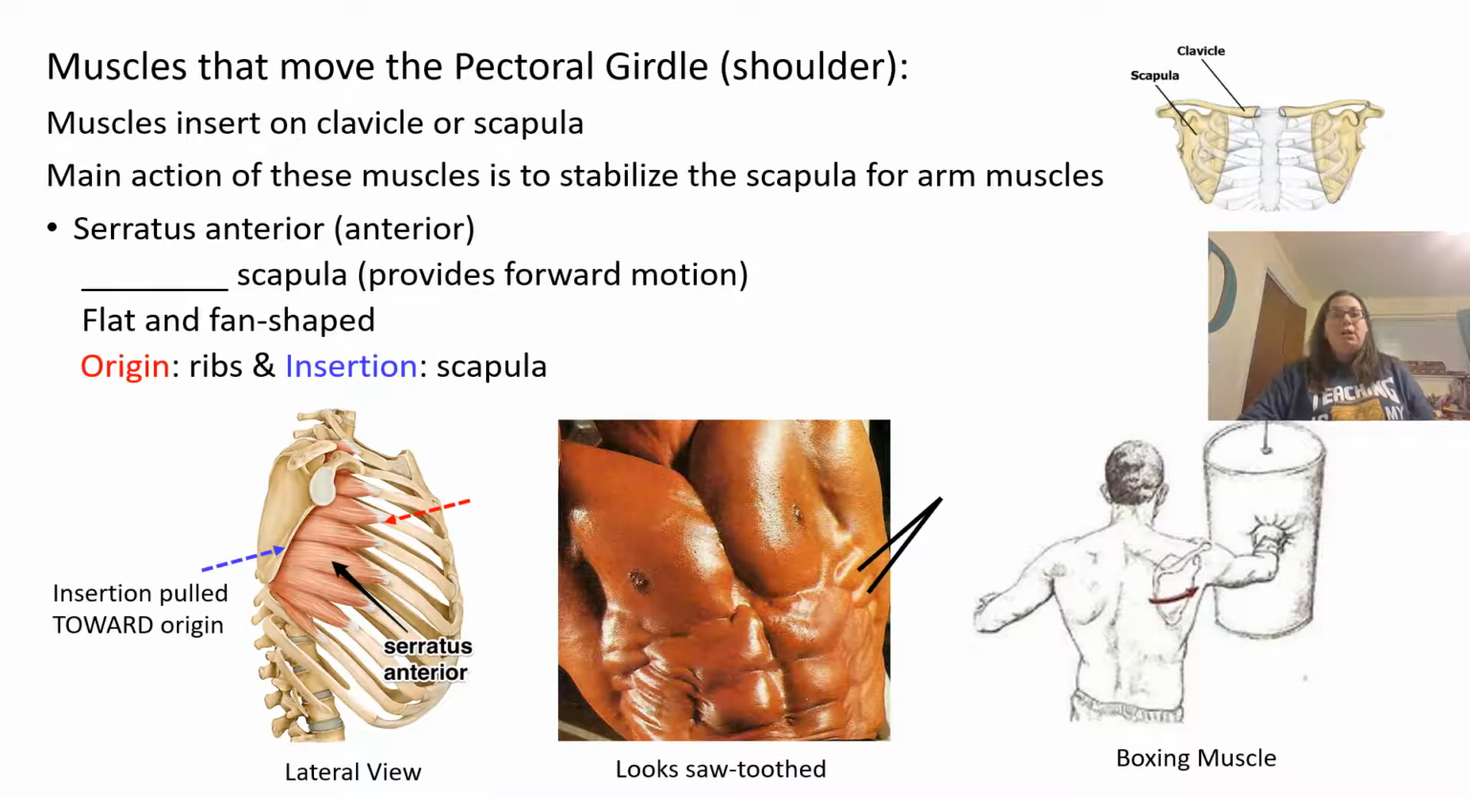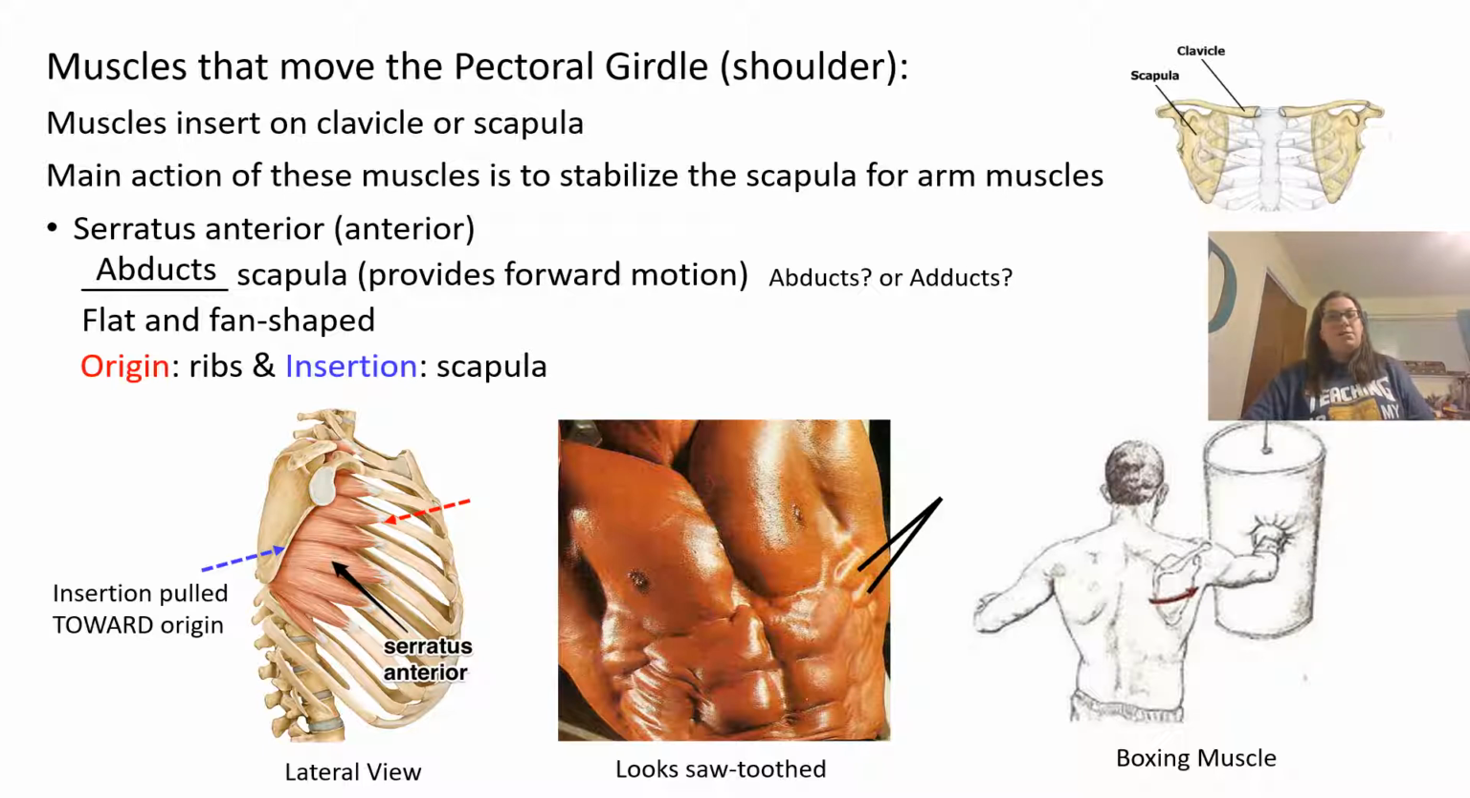So the first one we see here is the serratus anterior. This is going to help abduct the scapula. It's going to be a flat and fanned out shape, and if you'll notice, it has the serrated edges. The origins are on the ribs and the insertions are on the scapula.